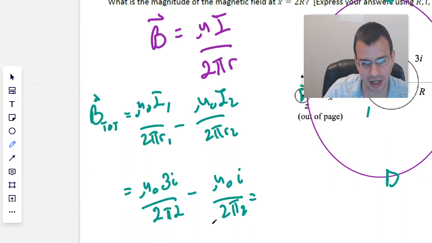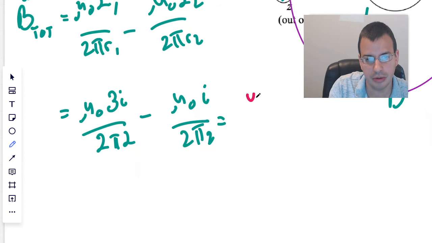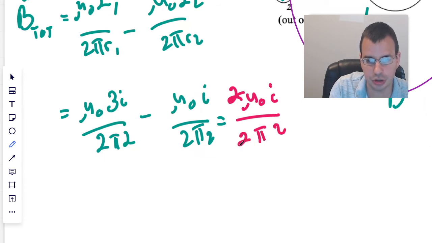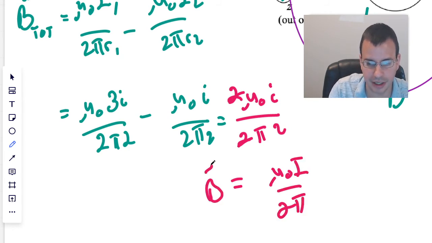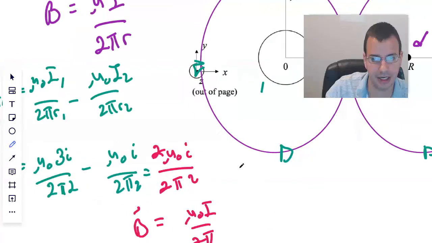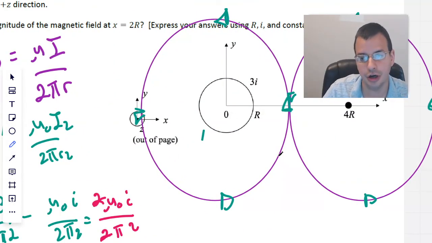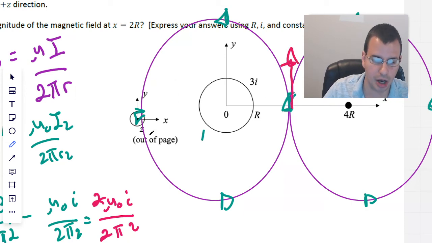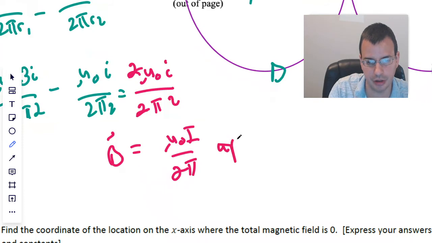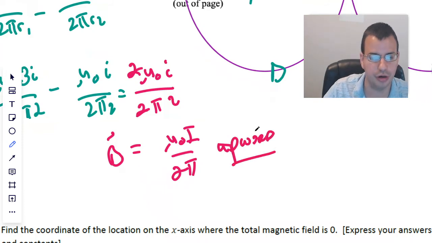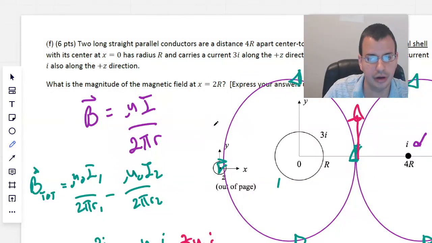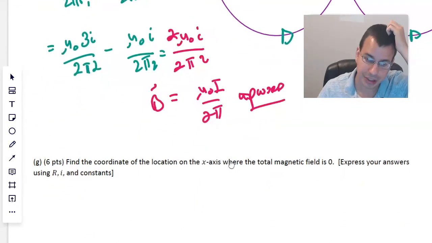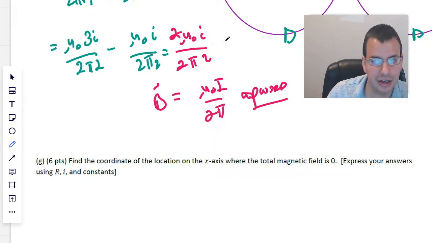Factoring things out and simplifying, we get something along the lines of mu naught 2I, 3 minus 1, over 2 pi 2. The 2's cancel, and we get mu naught I over 2 pi for the magnetic field. And this is going to be dominated by the one on the left, so the magnetic field will be upward. Since it's a vector, we should say upward. They just asked for magnitude, so that's okay; I gave them direction as well. The big thing here is that the two oppose each other.